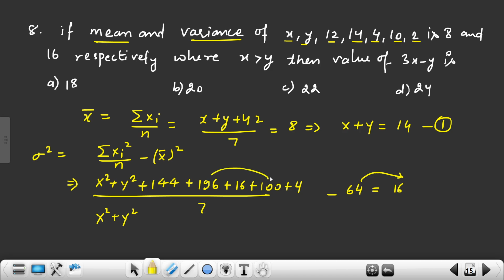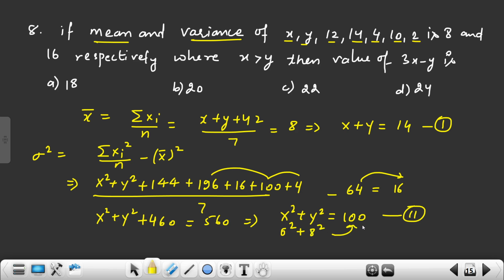Now x square plus y square. 196 and 100, 296, 300. 300 plus 100, 400, 444 plus 16. So 460. And it is 80 into 7, 560. So you can see there x square plus y square is how much? 100. Second. Now the sum of two numbers is 14 and the squares add to 100. So obviously it is 6 square and 8 square. That satisfies, right? 6 and 8. x is greater than y, so x I will take as 8 and y as 6.